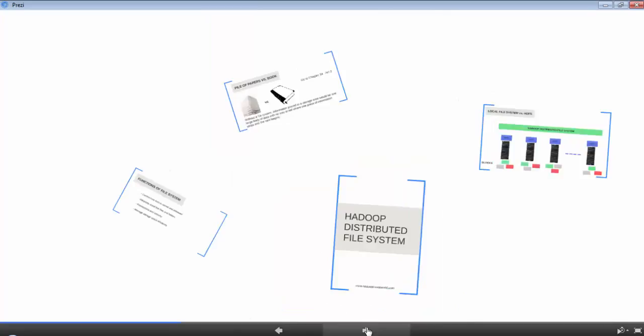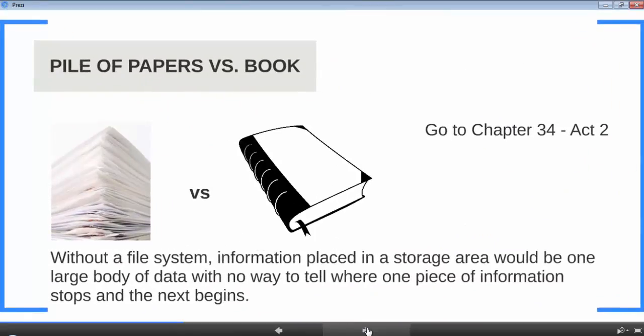Take a look at this slide. Let's say I give a person a book and I give another person a pile of unordered papers from the same book, and I ask each of them to go to chapter 34. Who do you think will get to chapter 34 faster? The one with the book, right? Because he can simply go to the index, look for chapter 34, look up the page number and go to the page. Whereas the one with the pile of papers has to go through the pile of papers, and if he is lucky, he might find chapter 34.